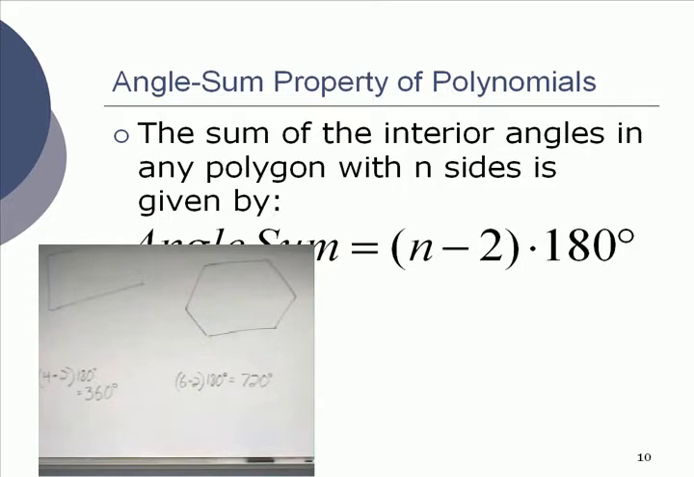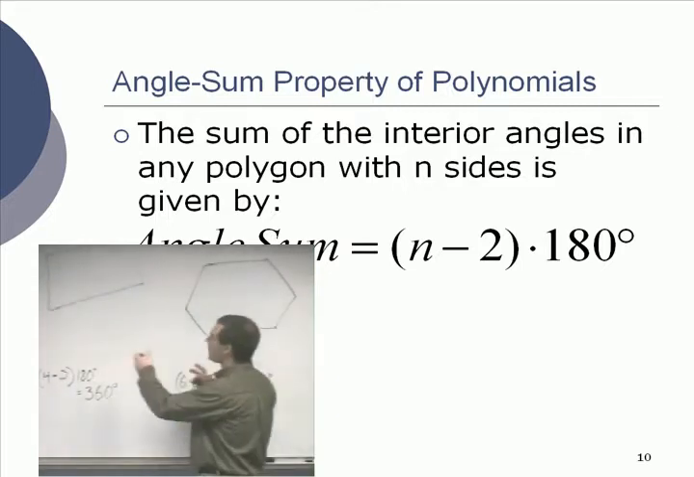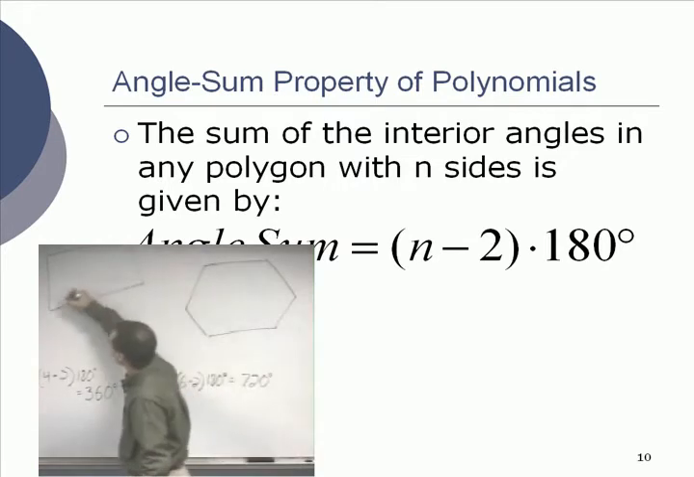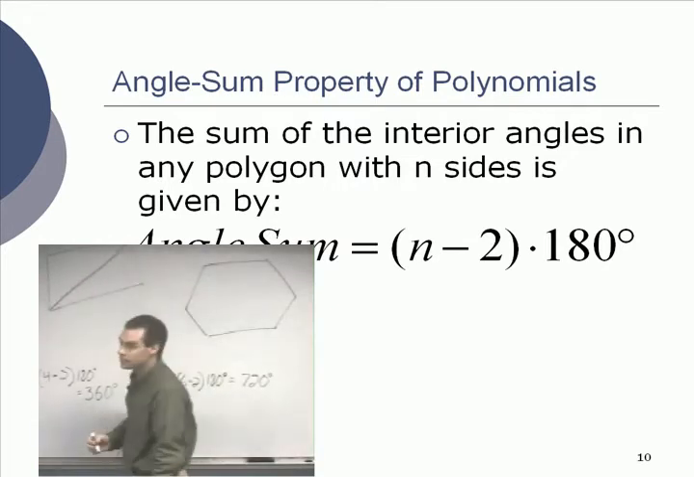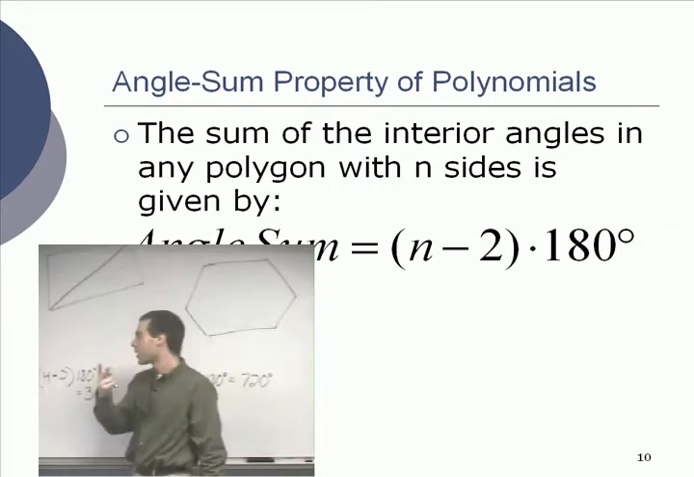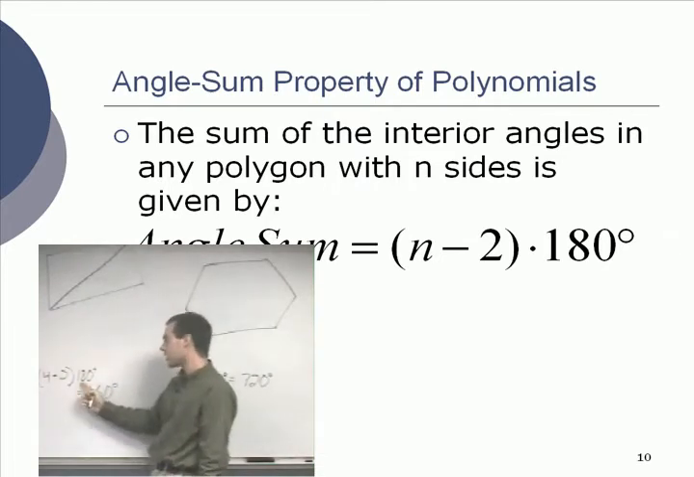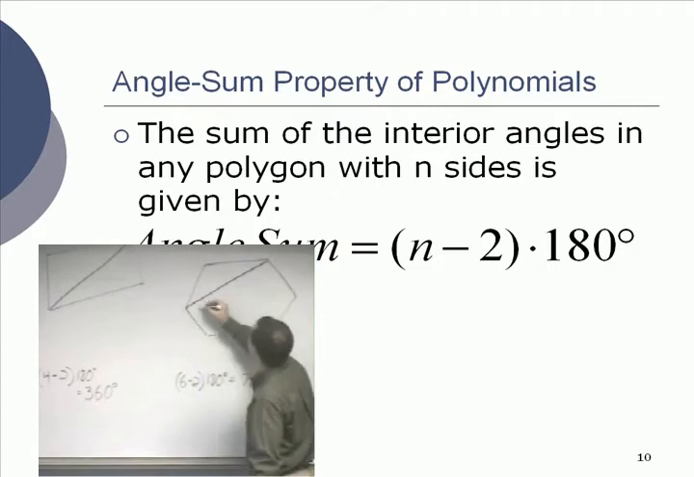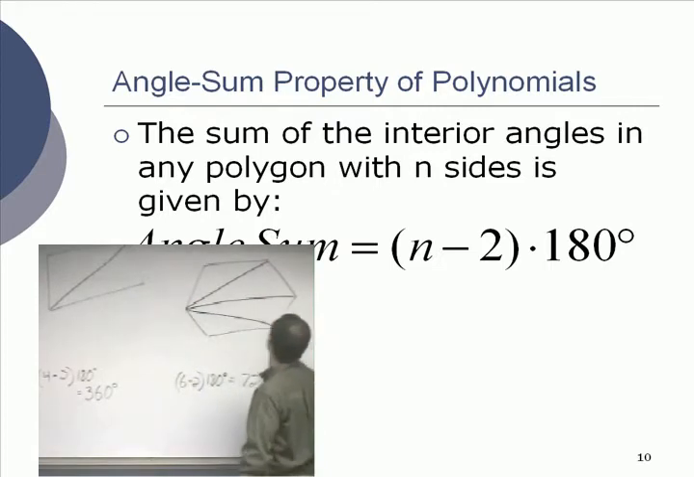Exactly. You can take any polygon bigger than a triangle and break it up into triangles. A 4-sided figure will give you how many triangles? 2. 4 sides, 2 triangles. 2 triangles, each one has 180 degrees, 360. 6-sided figure you can fit in 4. However many sides you've got, you can always fit 2 fewer triangles in there. So you subtract 2, and that's how many triangles you've got times 180 degrees. That gives you your total.